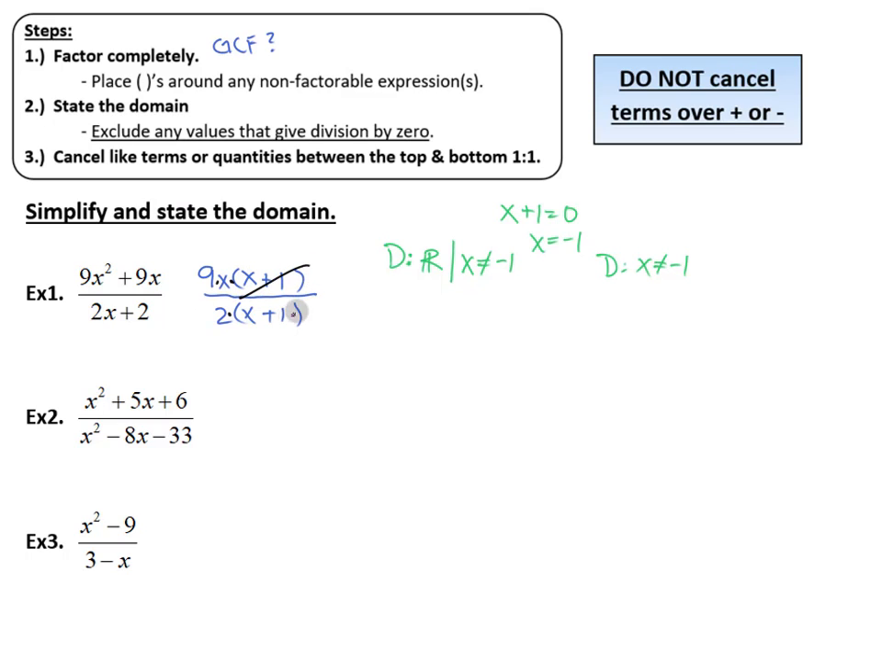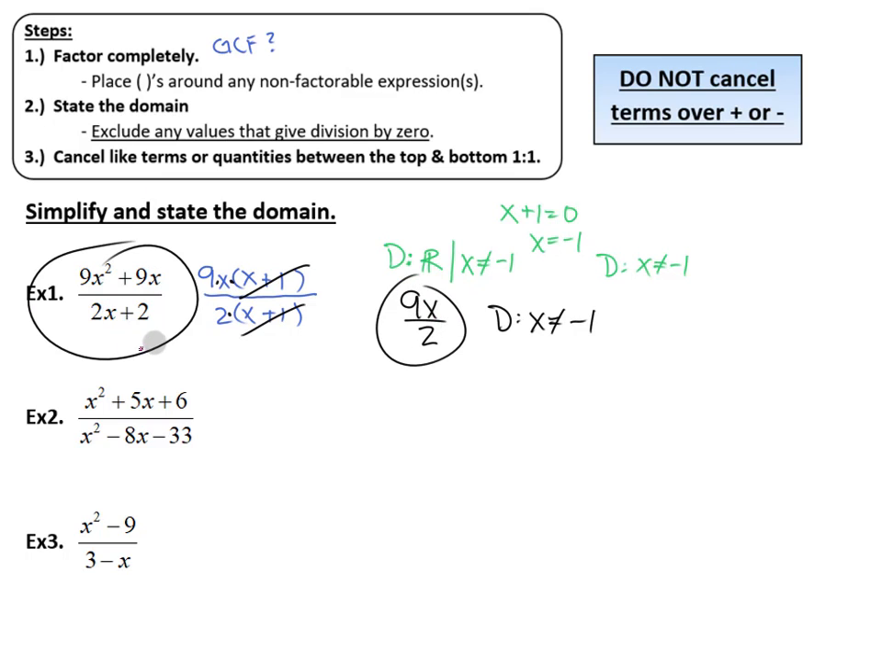Yes, we can cancel out this common expression. For any value of x you plug in here, the top and bottom will have a matching factor, so we can cancel those out. However, you have to keep the domain of the original expression where they are not equivalent. So even though we're going to simplify this to 9x over 2, we still have to keep the domain that x cannot equal -1. If we didn't keep that domain, this expression is not technically equivalent to that expression. So it's really important to keep the domain of the original function.